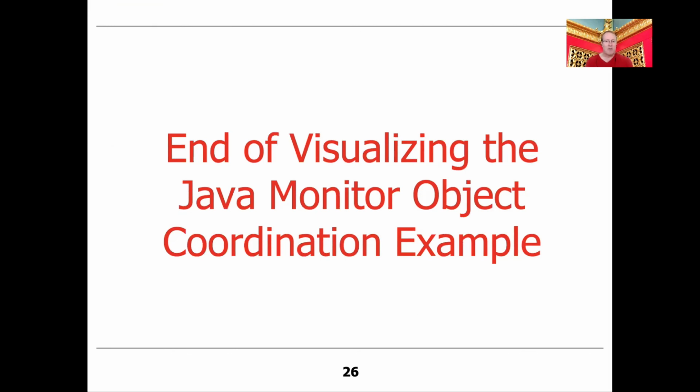So that's the end of the overview of visualizing our Java monitor object coordination example. What we're going to do next, of course, is look at the source code in detail, but hopefully now you have a better idea of what's going on in terms of how the threads are interacting and how they're using the monitor lock and the monitor condition to do their thing.